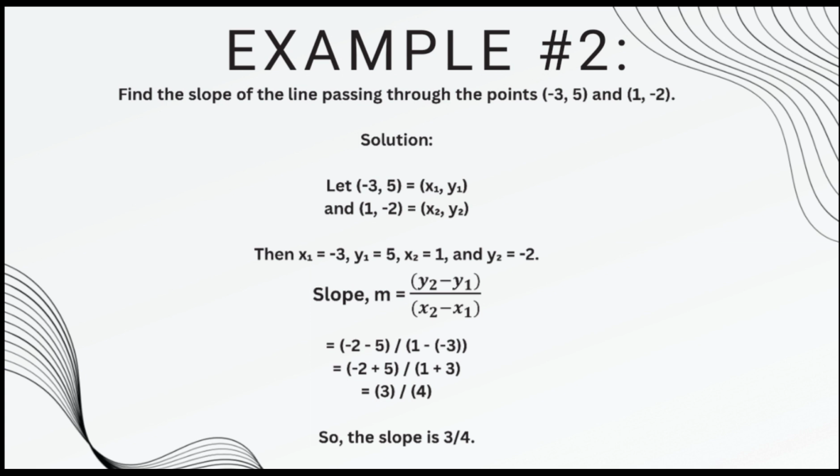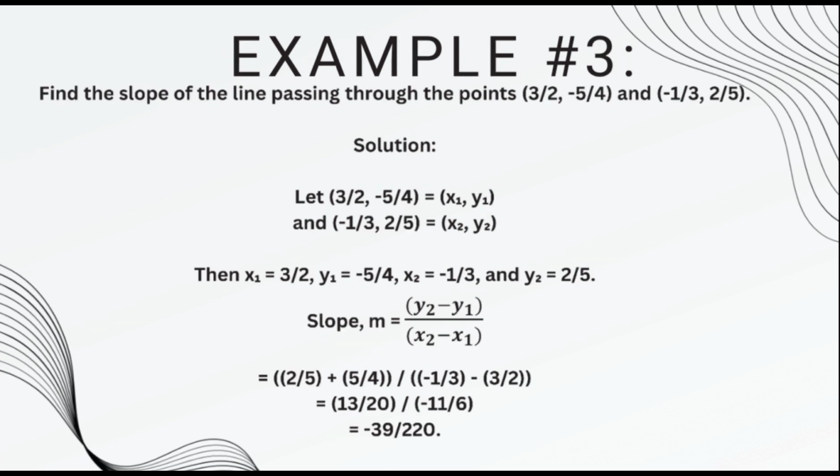Example number 2. Find the slope of the line passing through the points of negative 3 and 5 and 1 and negative 2 using the formula of slope, which is y sub 2 minus y sub 1 all over x sub 2 minus x sub 1. Then the value of x sub 1 is negative 3, y sub 1 is 5, x sub 2 is 1, and y sub 2 is negative 2. So negative 2 minus 5 will become negative 7, and 1 plus 3 will become 4. So our slope is negative 7 over 4.